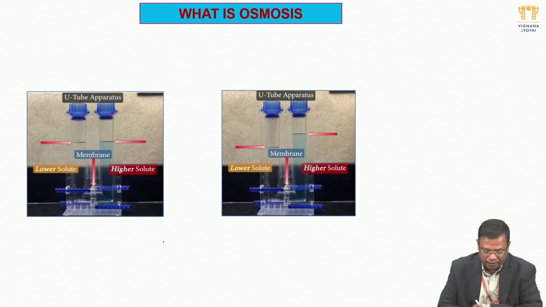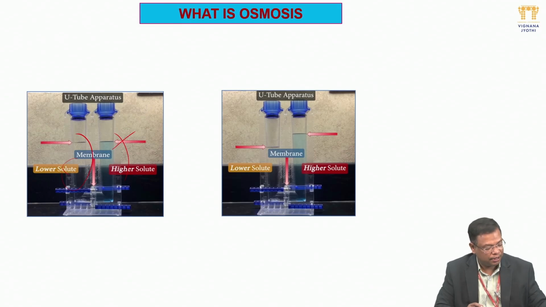Why is it happening? The number of solvent particles in the left side is very high, and the number of solvent particles in the right side is comparatively less. So, it implies that the concentration of the water is higher on the left side and lower on the right side, whereas the solute particles are very high in the right side, and in the left side there are none. So, the concentrated one is the right side and the less concentrated one is the left side.